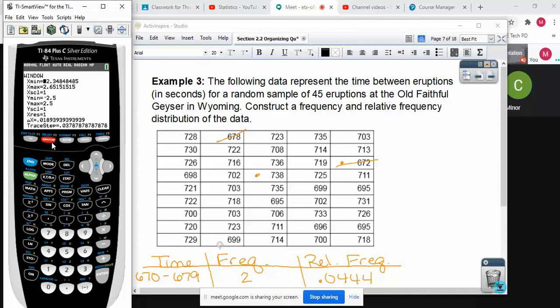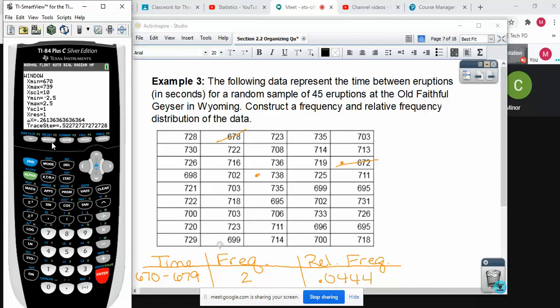My X's, we started when we did our frequency distribution. What did I start my first class at? So my X min is 670. My X max, what was my highest class? We ended at 739. My scale, how wide were my classes? 10. So my X scale is 10.